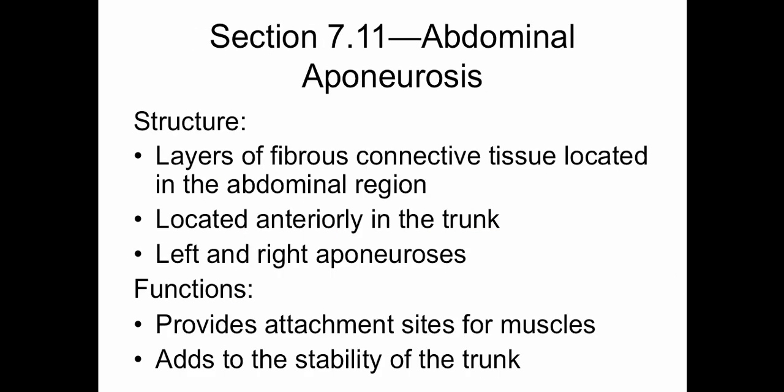The abdominal aponeurosis is a large sheet of fibrous connective tissue that is located anteriorly in the abdominal region. Two sheets of abdominal aponeurosis exist, one on the left side of the body and one on the right side of the body. The abdominal aponeurosis provides attachment sites for the external abdominal oblique, the internal abdominal oblique, and the transversus abdominis muscles.